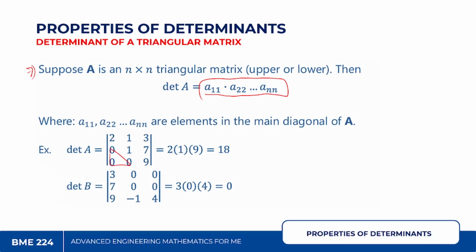Kapag ganito daw, either yung 0, 0 natin na triangular nasa baba or nasa itaas, yung magiging determinant lang is you just need to multiply the main diagonal. Ito yun. So, in other words, determinant of this matrix is 2 times 1 times 9, that is 18. Ito naman, 3 times 0 times 4, that is equal to 0 lang. Okay? So, I hope nakuha nyo, no?